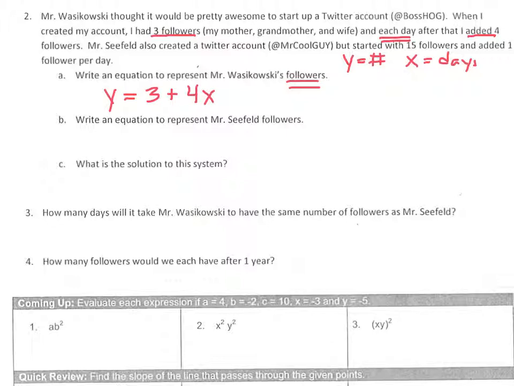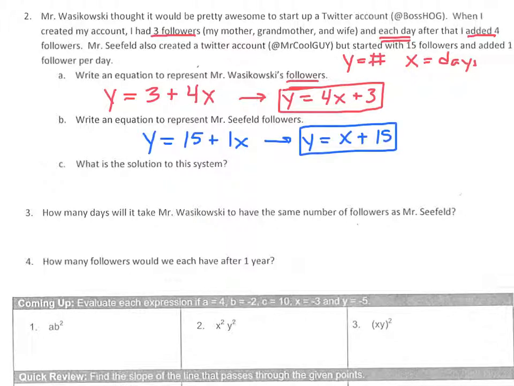Now I'm just going to rewrite this again. I just thought through it, but writing it in proper slope-intercept form would be y equals 4x plus 3. I'm not changing anything, just reworking it. All right, now thinking about Mr. Seafeld's, here's what I wanted you to do. Pause real quick and see if you can figure out Mr. Seafeld's equation. So go ahead, pause.